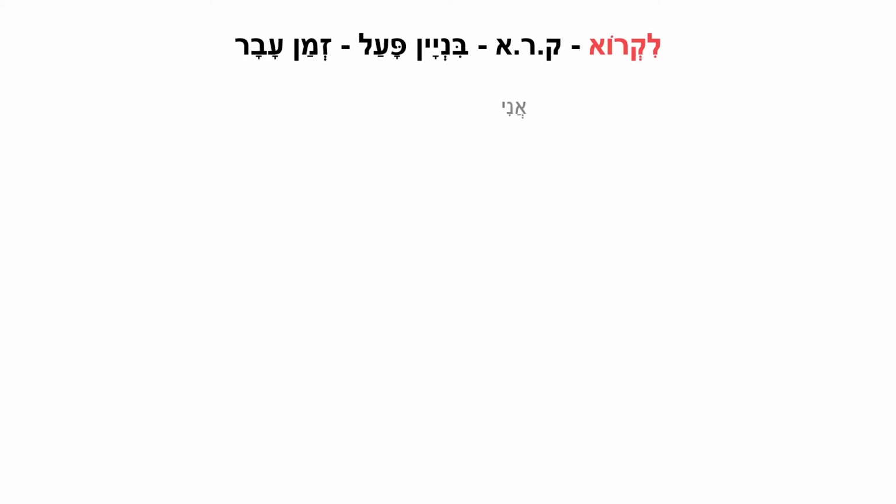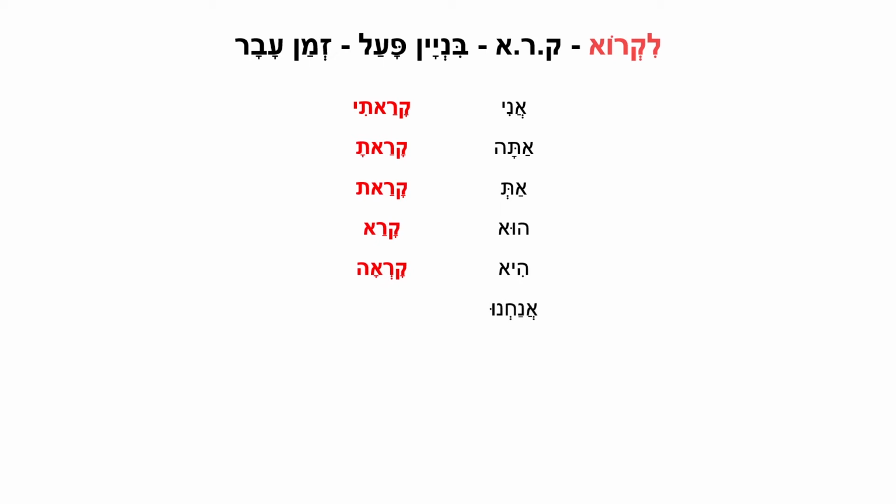זמן עבר, past tense. Now let's see how we conjugate the verb likro in past tense. אני קראתי, אתה קראת, את קראת, הוא קרא, היא קראה, אנחנו קראנו, אתם קראתם, אתן קראתן, הם קראו, הן קראו.